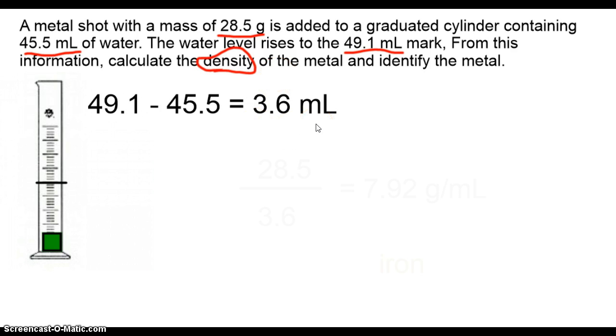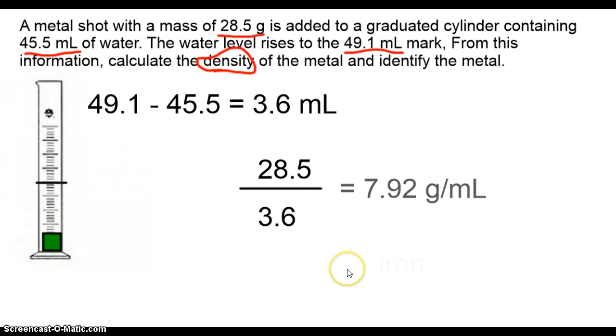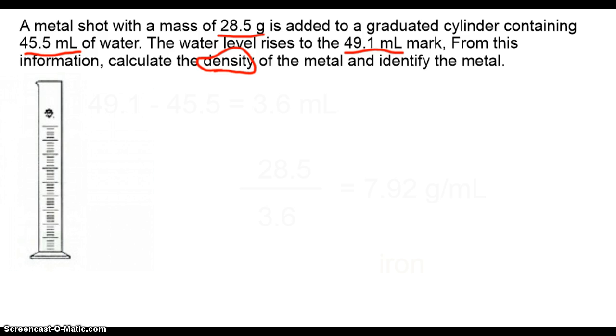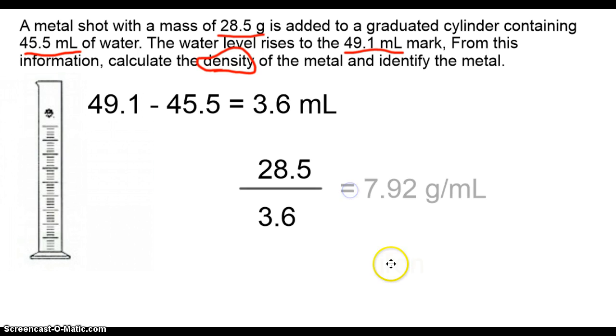So anytime you're given two volumes like that, you need to subtract them. So we pull our mass down, divide it by that 3.6 for the volume, put that in your calculator, and you get 7.92 grams per milliliter. So if we look back at our reference packet down here, we can see that iron is 7.86. So that is what we have. Iron is what we have in our BB.